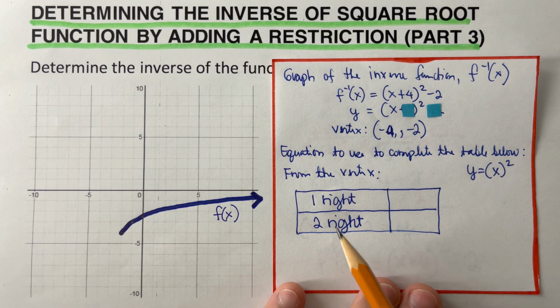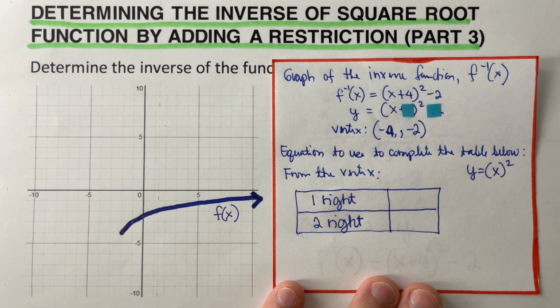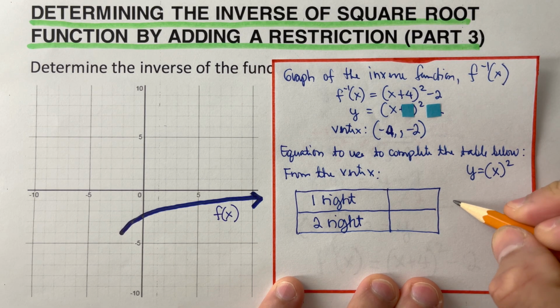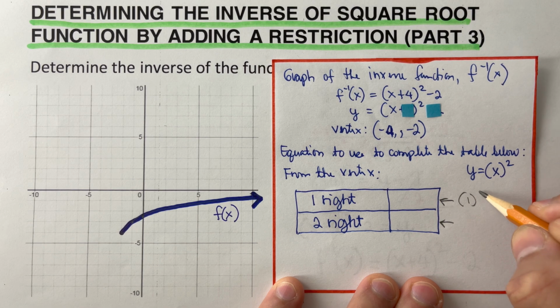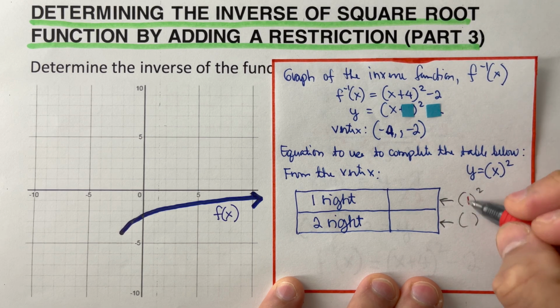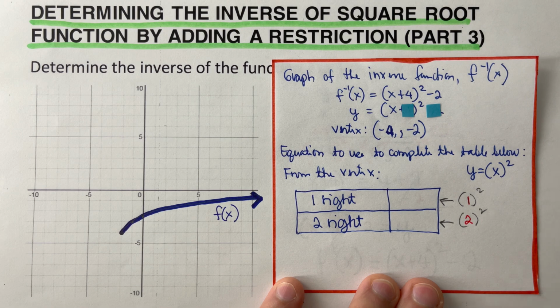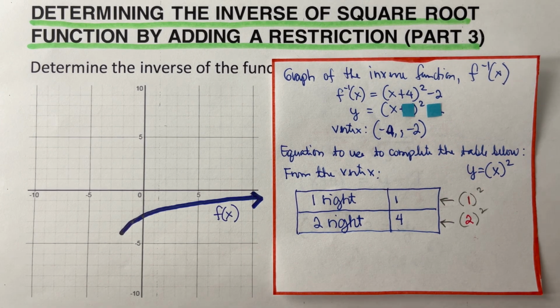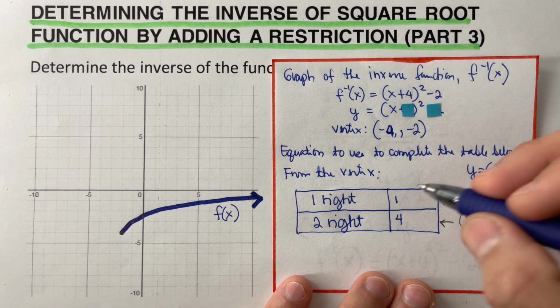we are going to plug this 1 and 2 into the x right here, and I will show the work on the side. So 1 squared would be 1, 2 squared would be 4. Since both of them are positive, then they're going to be labeled up.